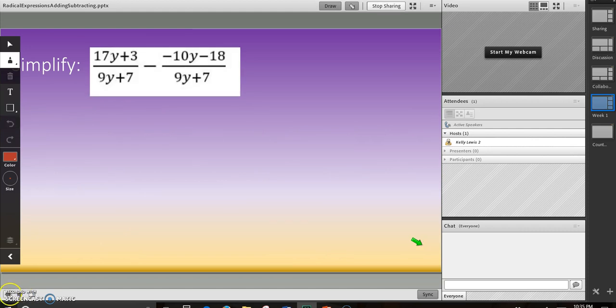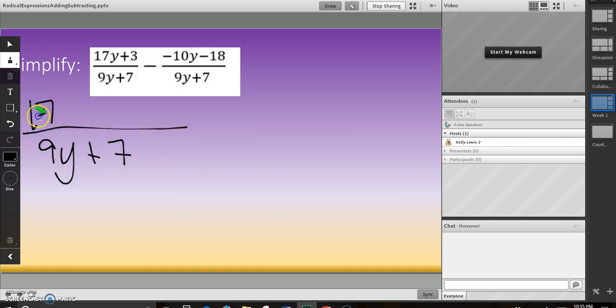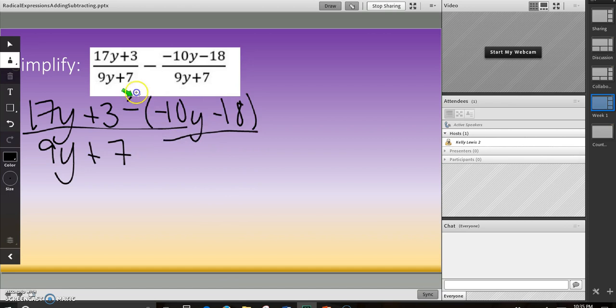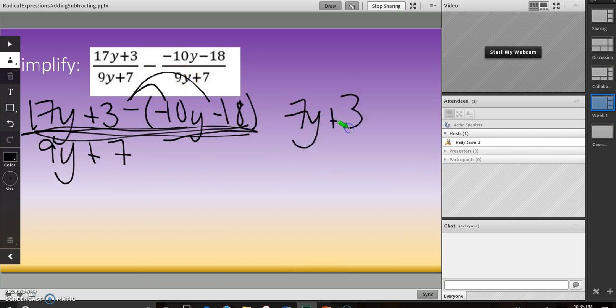Go ahead and pause these videos before I jump to another problem since I go pretty fast. All right, so it's the same on the bottom. So I can just do 9y plus 7, 17y plus 3 minus negative 10y minus 18. Distribute, this is the fraction bar. Distribute that negative. So I get 7y plus 3, minus a negative is really plus.